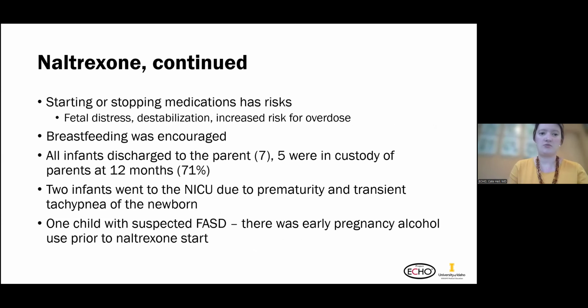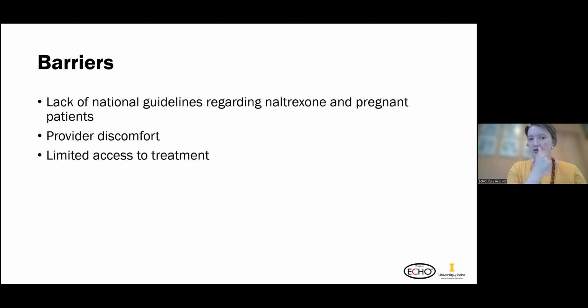Yeah. And also in this study, breastfeeding was encouraged for these folks. Overall barriers to implementation of use of naltrexone for treatment of alcohol use disorder during pregnancy include the lack of national guidelines regarding naltrexone use in pregnant patients. And so there's a lot of anxiety about using this medication if there's not a formal guideline about it, leading to provider discomfort, and then of course, limited access to treatment.